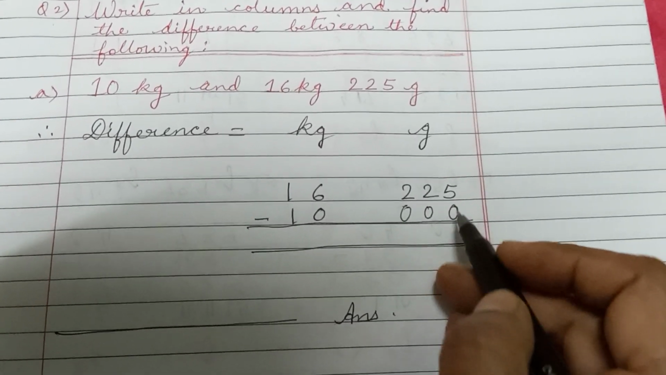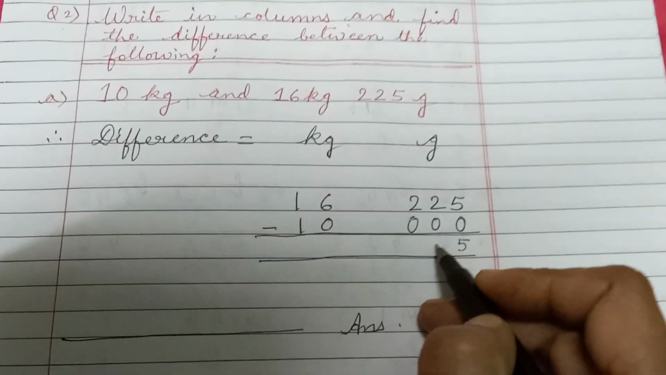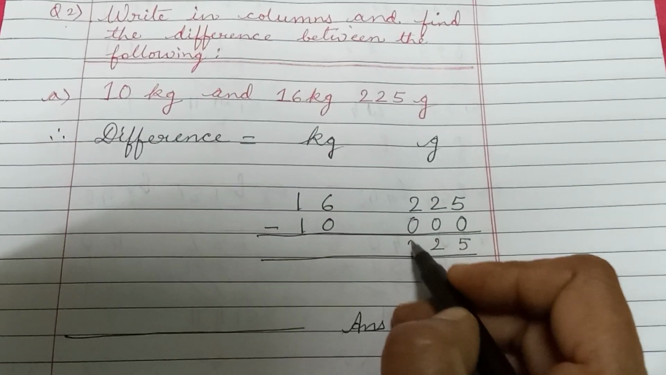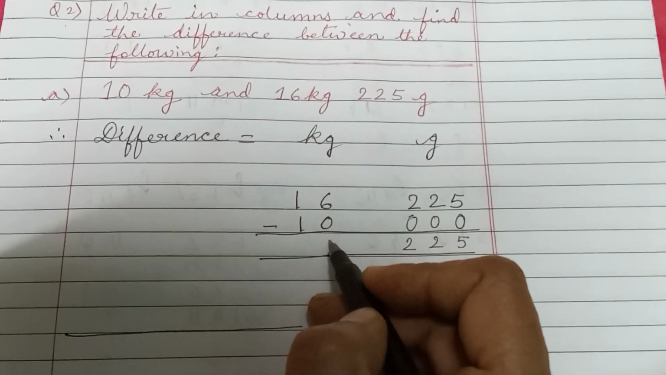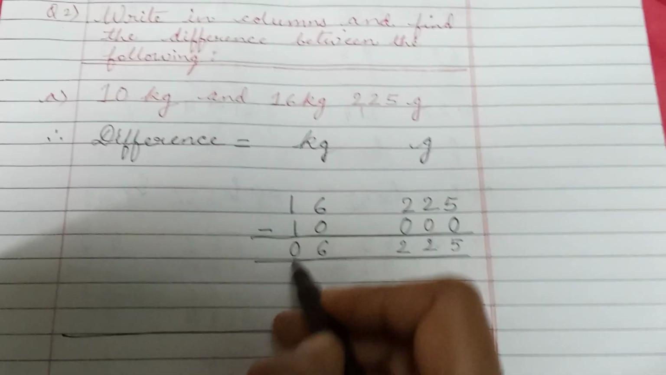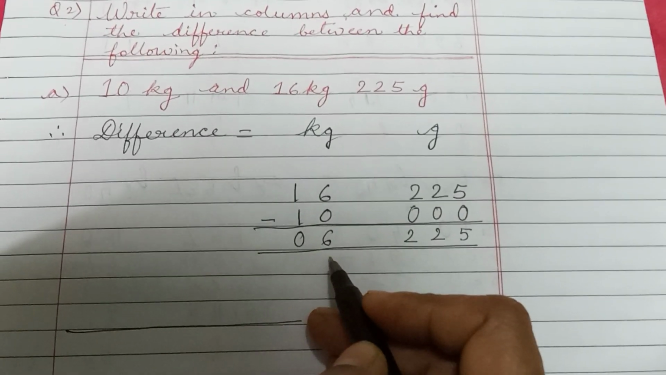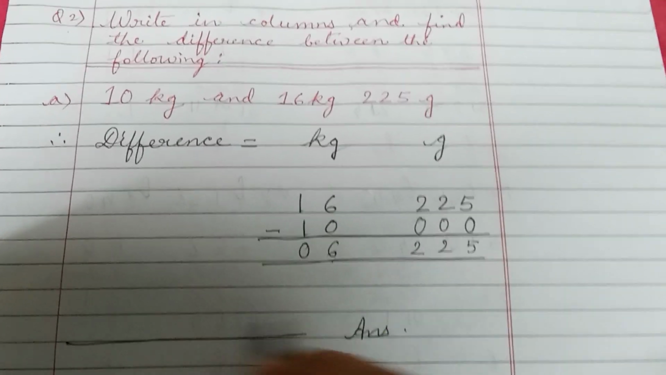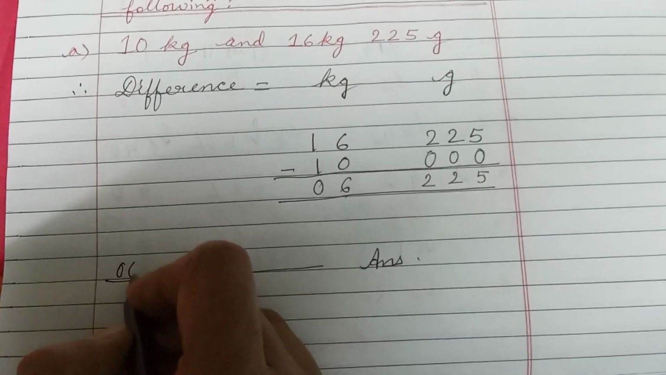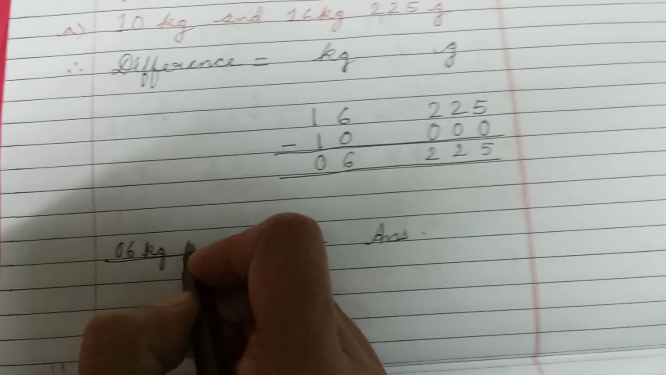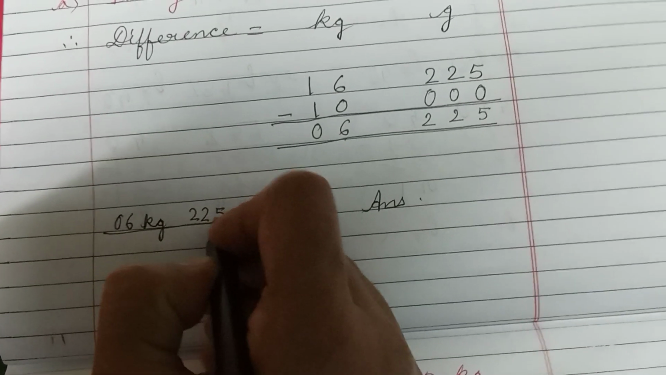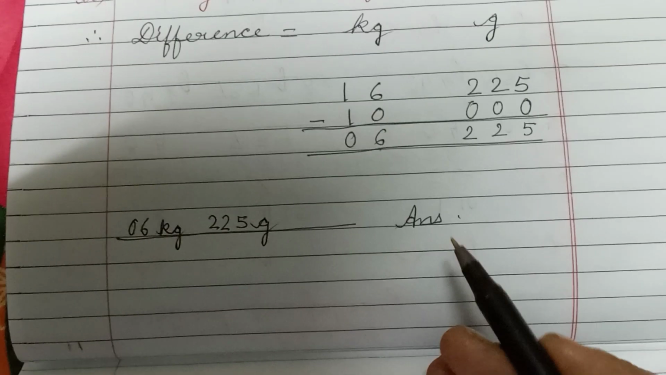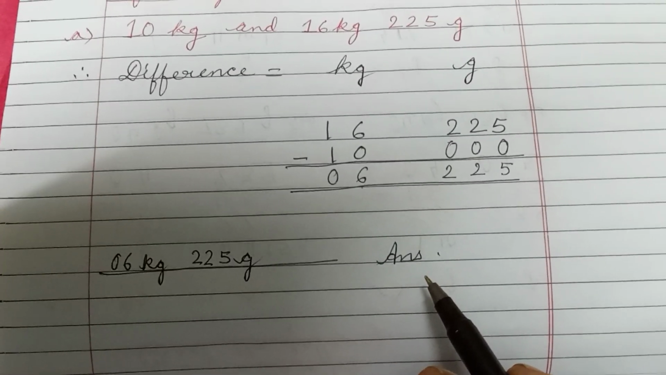Now you start subtraction. 5 minus 0 is your 5. 2 minus 0 is your 2. 2 minus 0 is your 2. 6 minus 0 is your 6. 1 minus 1 is your 0. So your final answer is 6 kg 225 gram. So write here the final answer, children. That is 6 kg 225 gram answer. I hope it's clear.